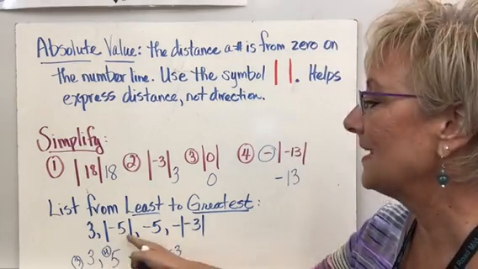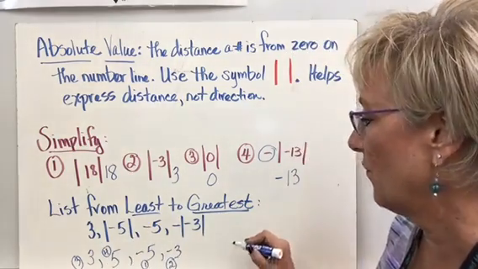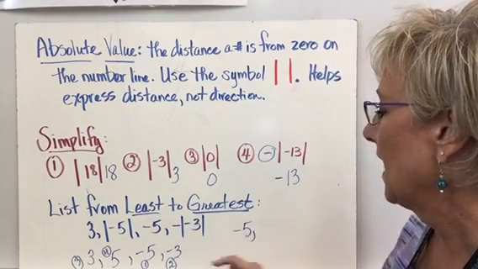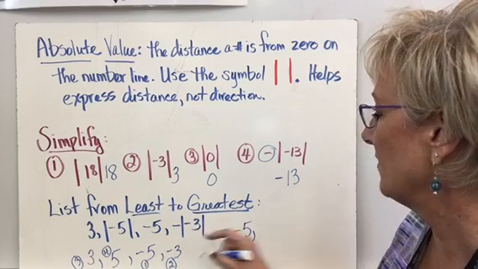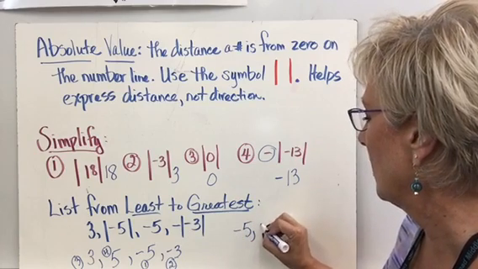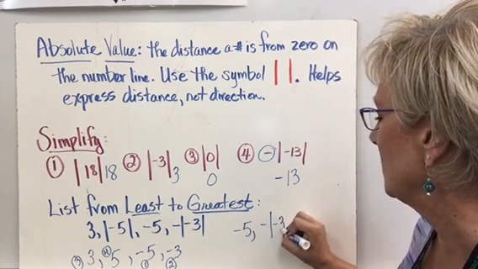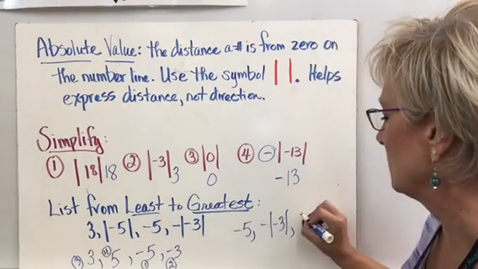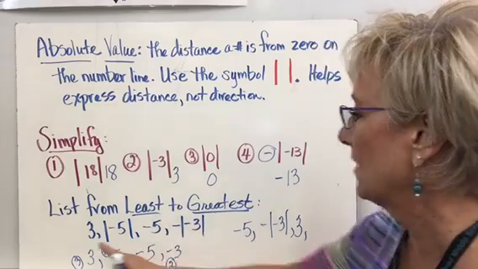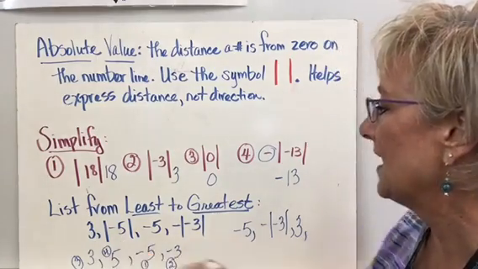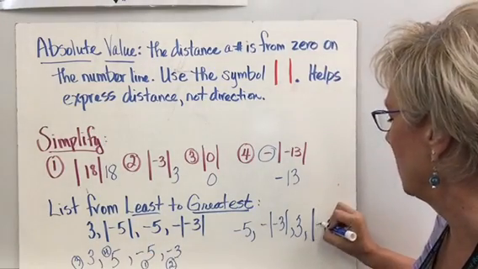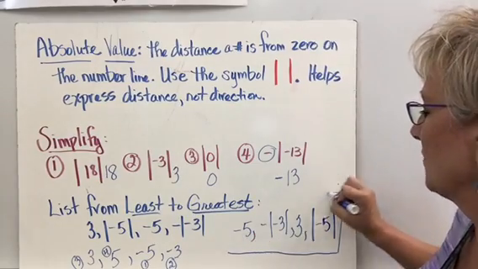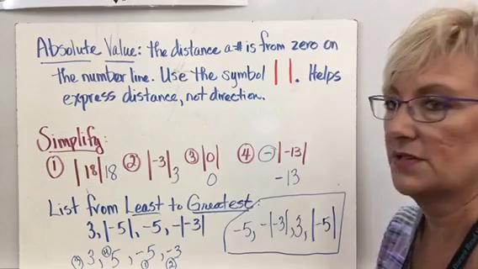So I'm going to write it as it is seen in the original form. The first one is just a plain negative 5. My second one is the opposite of the absolute value of negative 3, so I'm going to write it just like it was originally stated. 3 is in its own regular format, 3, and the absolute value of negative 5 will be 5. So these are the four numbers from least to greatest in my original form.